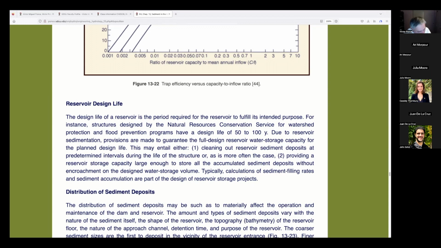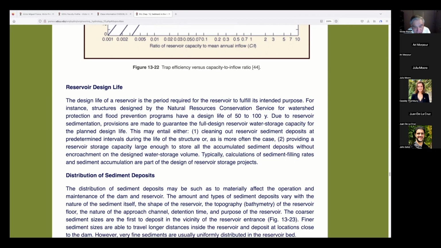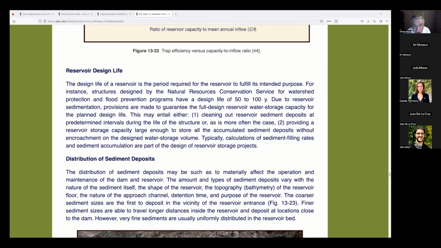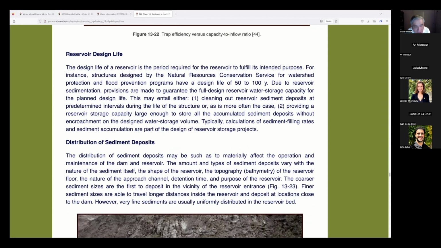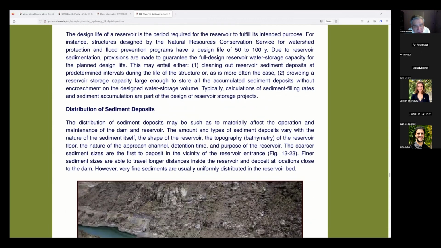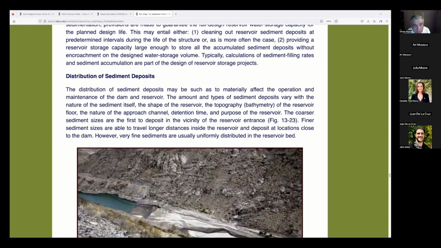I think I know one of you is doing a study of sediment deposition. I don't recall who. So he or she is going to tell us a little more about sediment deposition, practical, actual sediment deposition, because every one of these dams has a history of data collected by the city or the county, depending on which agency is the one that is operating. In the city of San Diego, most of them are operated by the city, by the way. Typically, calculations of sediment filling rates and sediment accumulation are part of the design of reservoir storage projects. Yes, correct. So that's part of the things that we study.